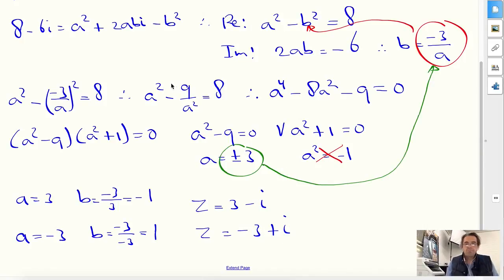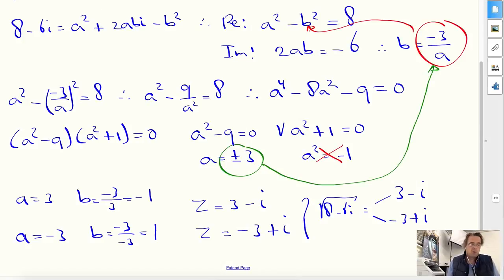There we go. Now that's taking the root of a number. So the final conclusion: the root of 8 - 6i is either 3 - i, or it is negative 3 + i. As you would expect, taking the root, you get two options.